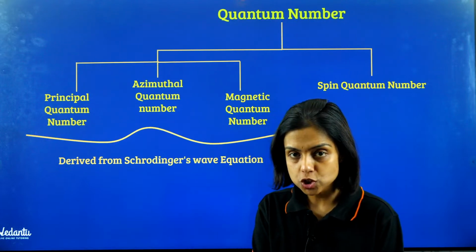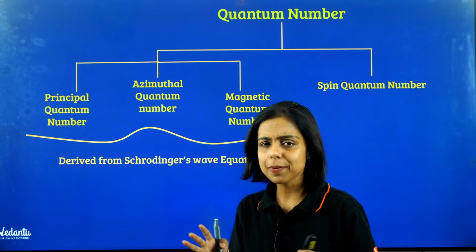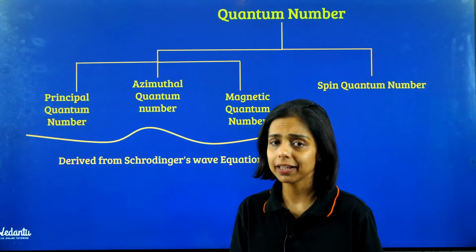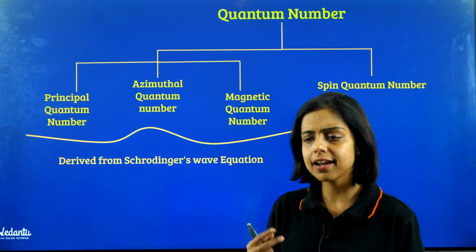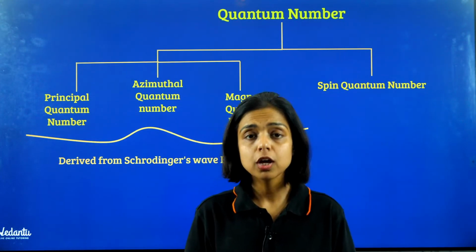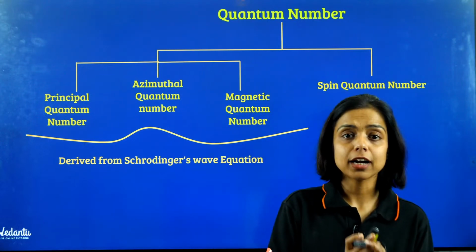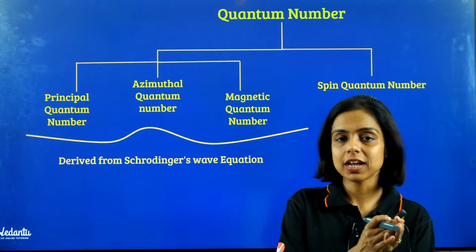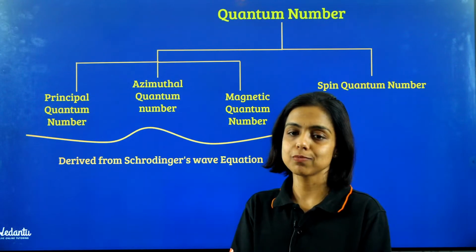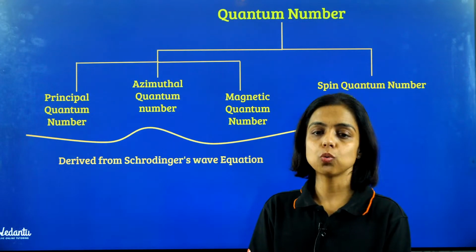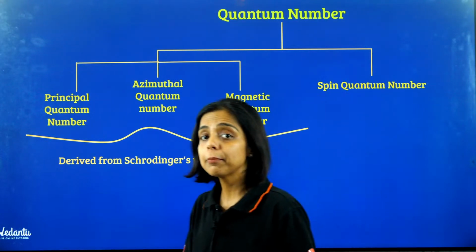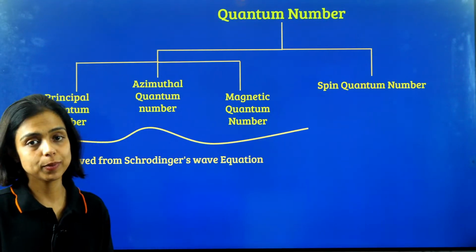So Schrodinger's wave equation gives you information in the simplest manner so that any person can understand, because that is a higher order mathematical equation. Not everyone can understand or get the solution of those equations. So the information that psi, the wave function of Schrodinger's equation, has is decoded in terms of 4 simple numbers which are known as quantum numbers: principal quantum number, azimuthal quantum number, magnetic quantum number, and spin quantum number.